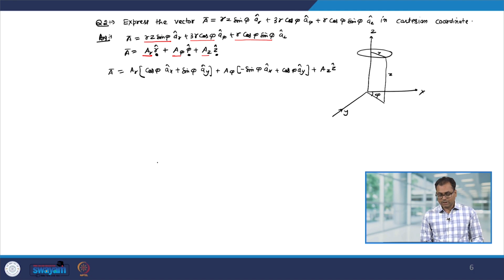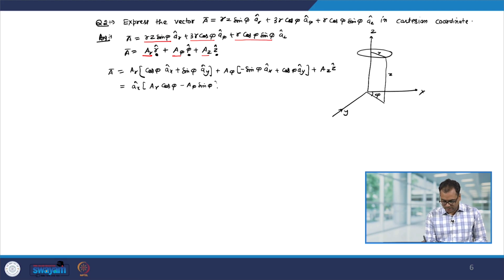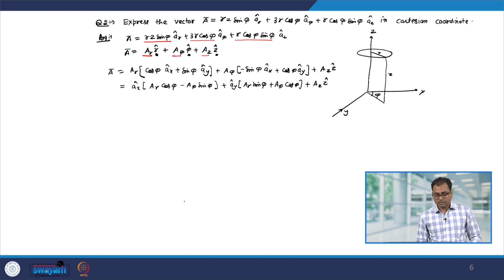I can collect the coefficient of a x cap, a y cap and a z cap. So, this I can write down as a x cap (A r cos phi minus A phi sin phi) plus a y cap (A r sin phi plus A phi cos phi) plus A z z cap. Now, the value of A r is already known, it is r z sin phi.